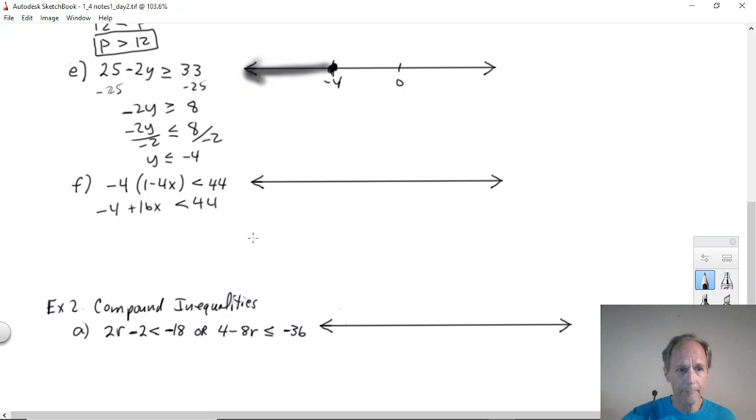Okay, so now we've distributed. We add 4 to both sides to get rid of the 4. Okay, on the left, what remains is 16x. That's less than, on the right we have 48. Divide by 16, and that's positive 16.